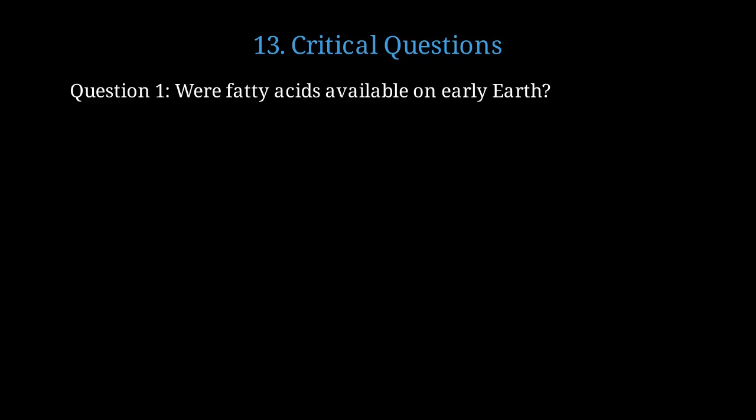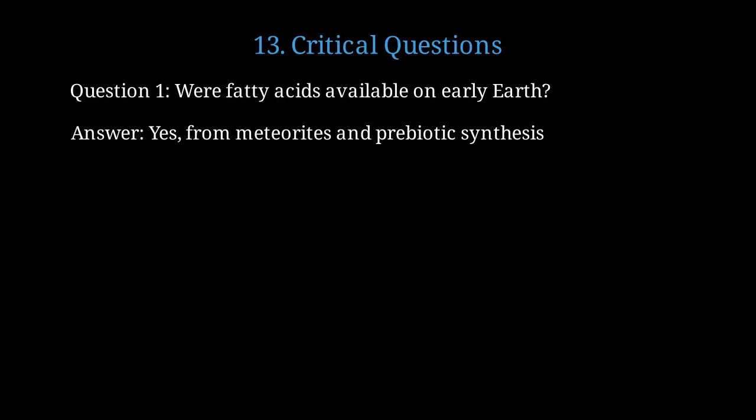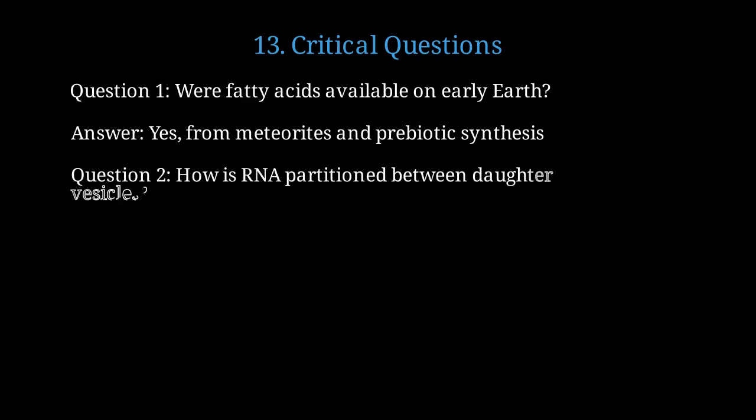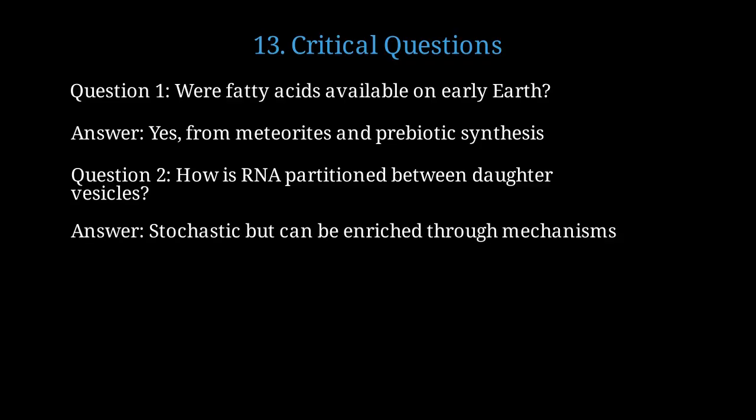Let's address some critical questions about this scenario. First question, were fatty acids actually available on the early Earth? Answer, yes. Fatty acids have been found in meteorites and can be synthesized through prebiotic chemistry. Second question, how is RNA partitioned between daughter vesicles during division? Answer, it's initially random, but various mechanisms can enrich certain vesicles with more RNA.